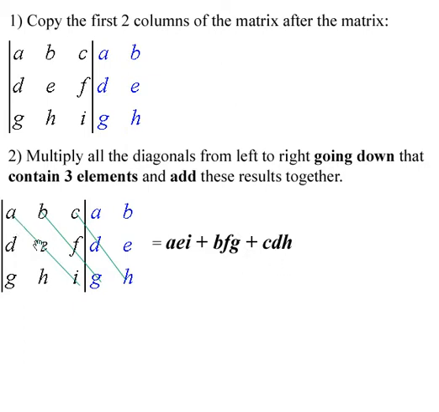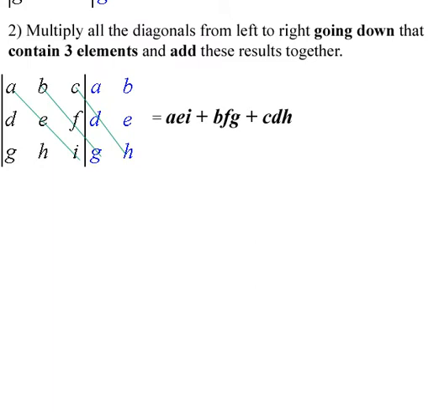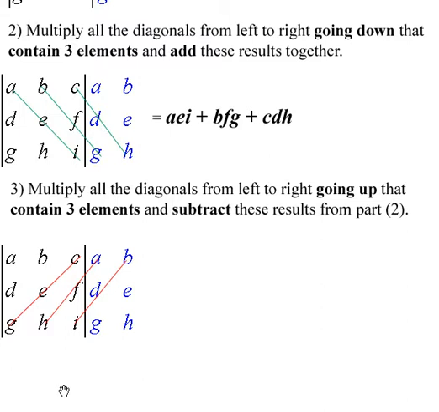So again, all the diagonals going down from left to right containing 3 elements, we multiply those numbers together and we find their sum. Now we're not done yet. The next thing we need to do in this process is to find all the diagonals going up from left to right, find their product, and subtract those results. So again, let's take a look at the subtraction process and then we'll put all things together.